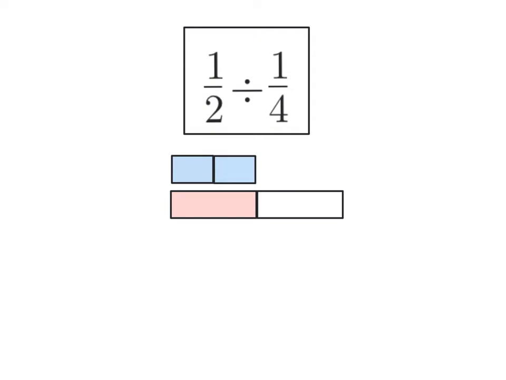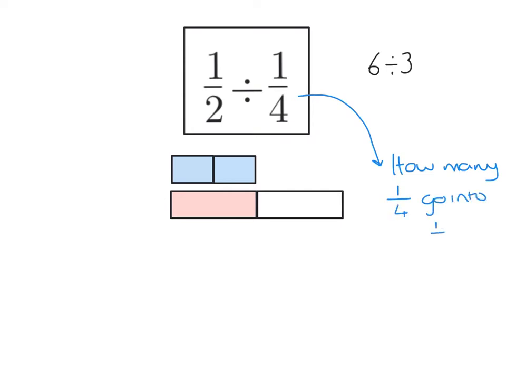So I just want to use this question to demonstrate why and how we divide by fractions. So if I was doing 6 divided by 3, then the question that I'm actually asking is how many 3's go into 6, and the answer is 2. So what we're actually asking with this question here is how many quarters go into a half.